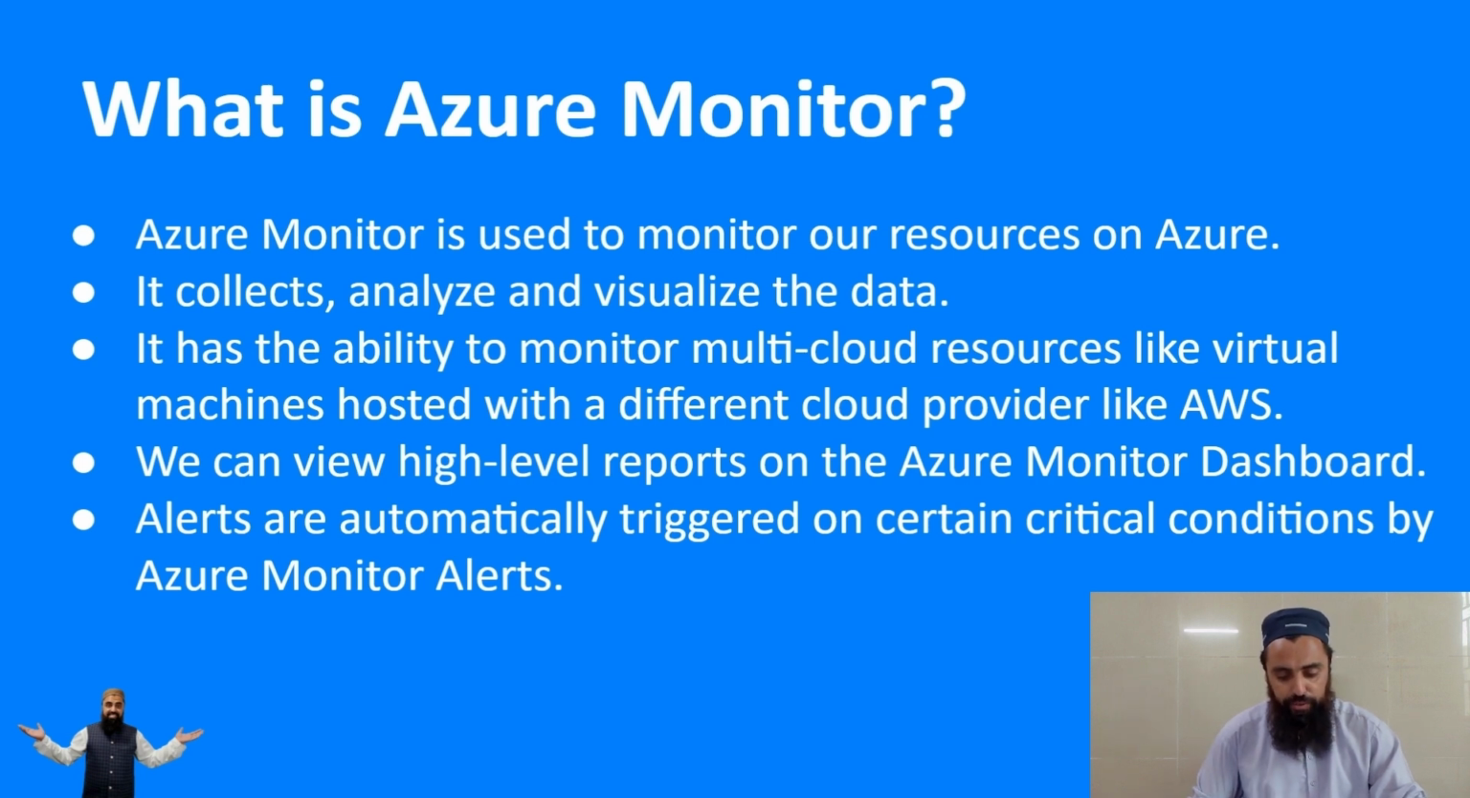We can view high-level reports on the Azure Monitor dashboard, and alerts are automatically triggered on certain critical conditions by Azure Monitor alerts. For instance, if a virtual machine goes down, we must configure alerts for every VM down. If a critical service like a web service, Nginx, or MySQL goes down, we must receive alerts with the help of Azure Monitor. We must take quick action so that our performance is not impacted by the downtime.